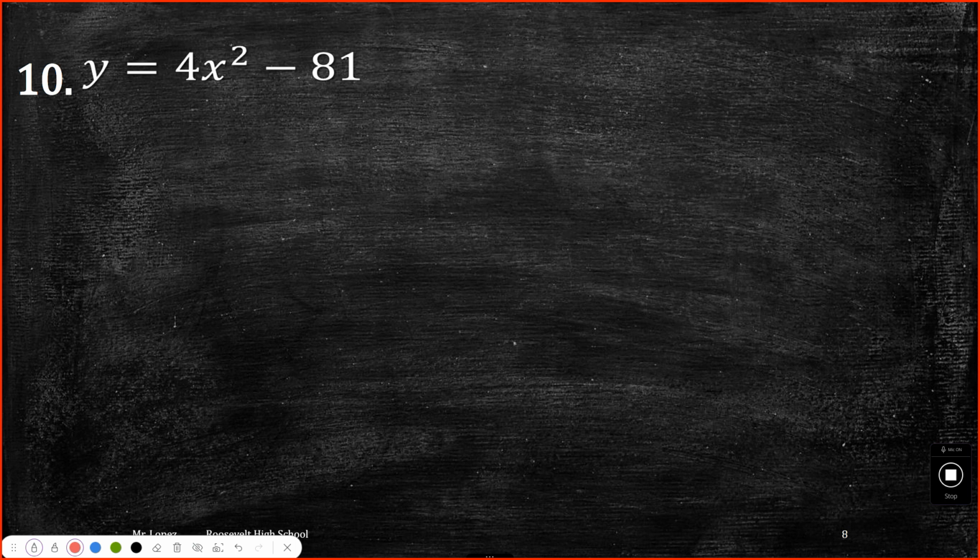You need to know these numbers that I wrote down. They're called perfect square numbers. 1 squared is 1, 2 squared is 4, 3 squared is 9, 4 squared is 16, 5 squared is 25. You need to know those. When you recognize those numbers, you can spot them in these problems.